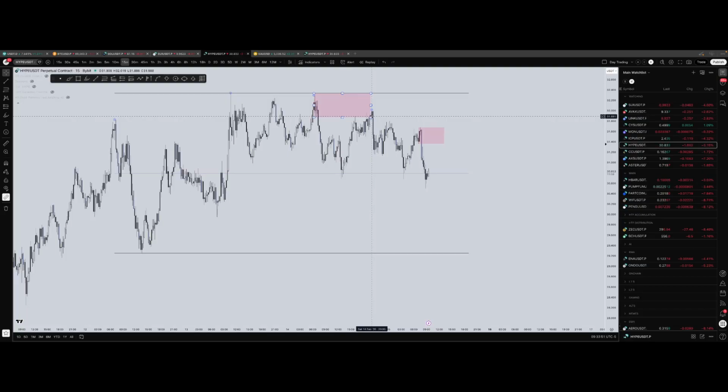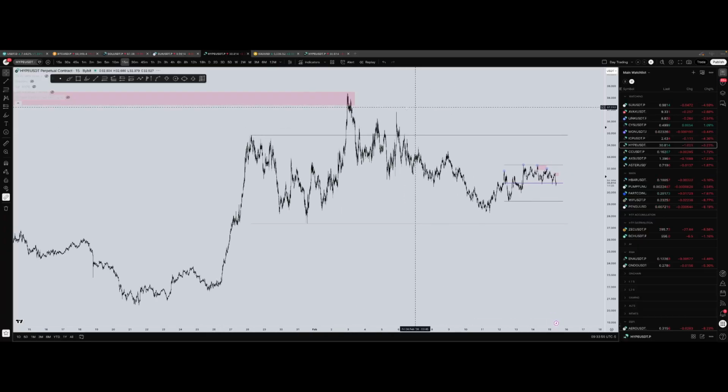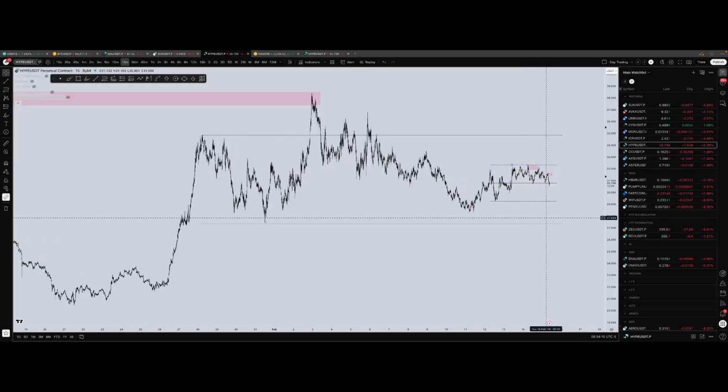But it was an interesting short because technically on the higher time frame, or the mid time frame, Hyperliquid is in some sort of distribution. The technical target will be this range low. You do have some liquidity above, but the expectation of order flow should be to come a little bit lower.